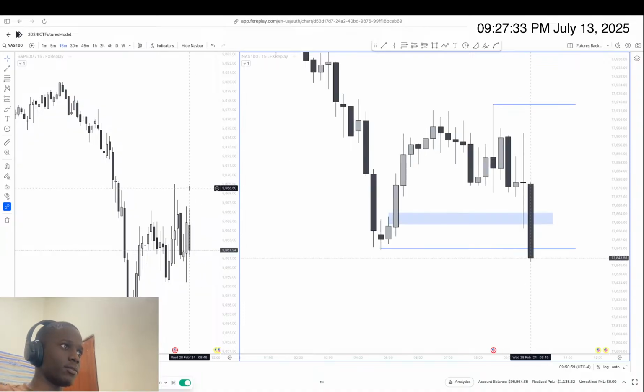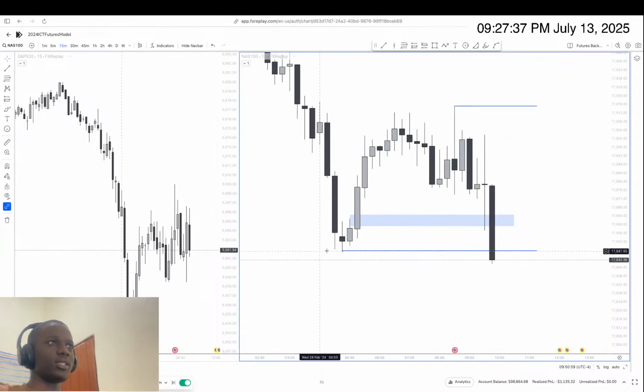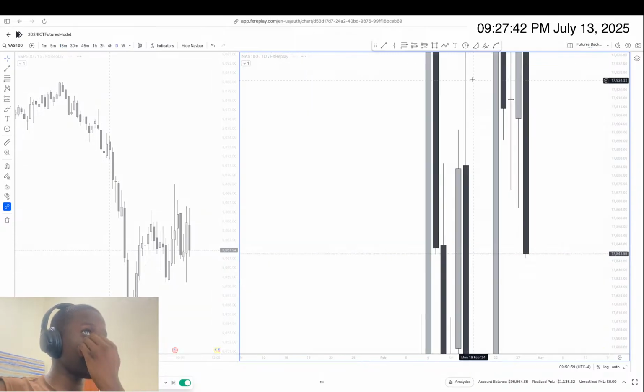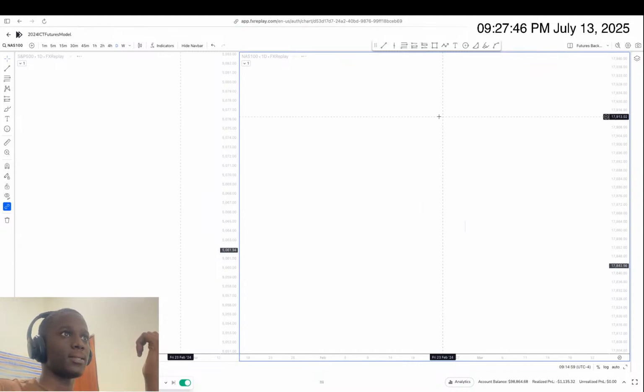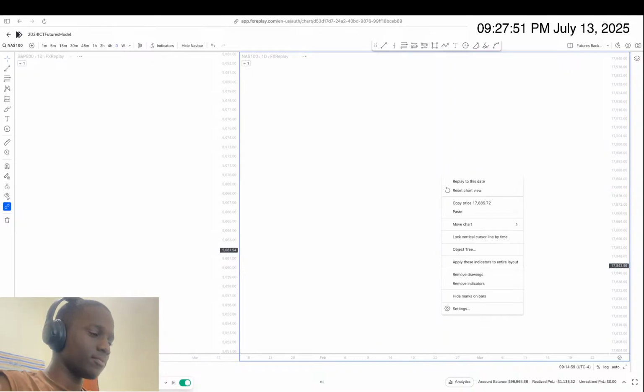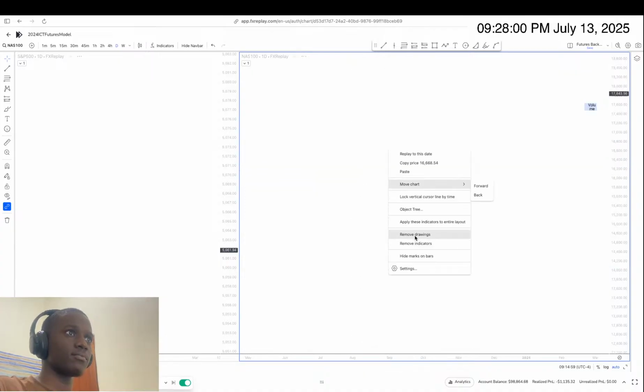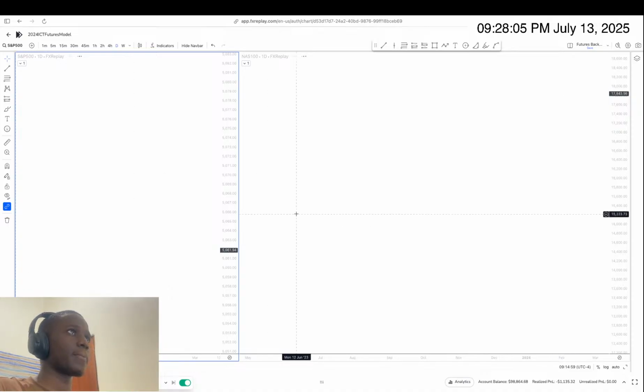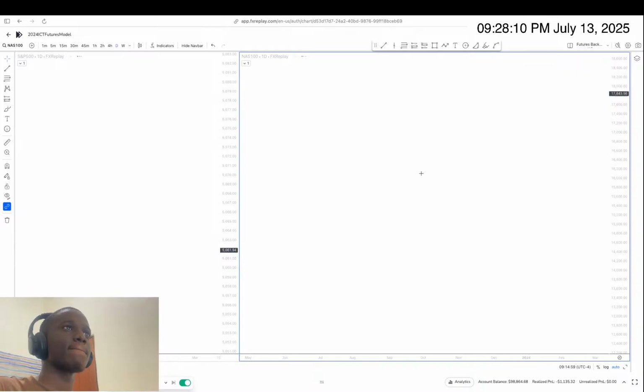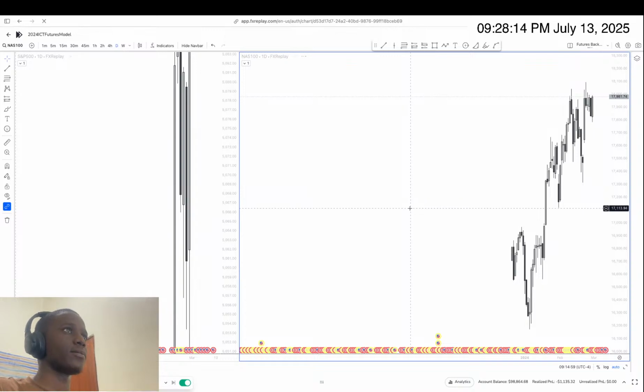So what time are we at? Wednesday, 28th February. So just taking out this low. But the daily, I don't even know the context of this, so that's why I prefer to go to the next day open instead. And then remove these drawings. Okay, it's kind of loading. Let's wait for it to load.